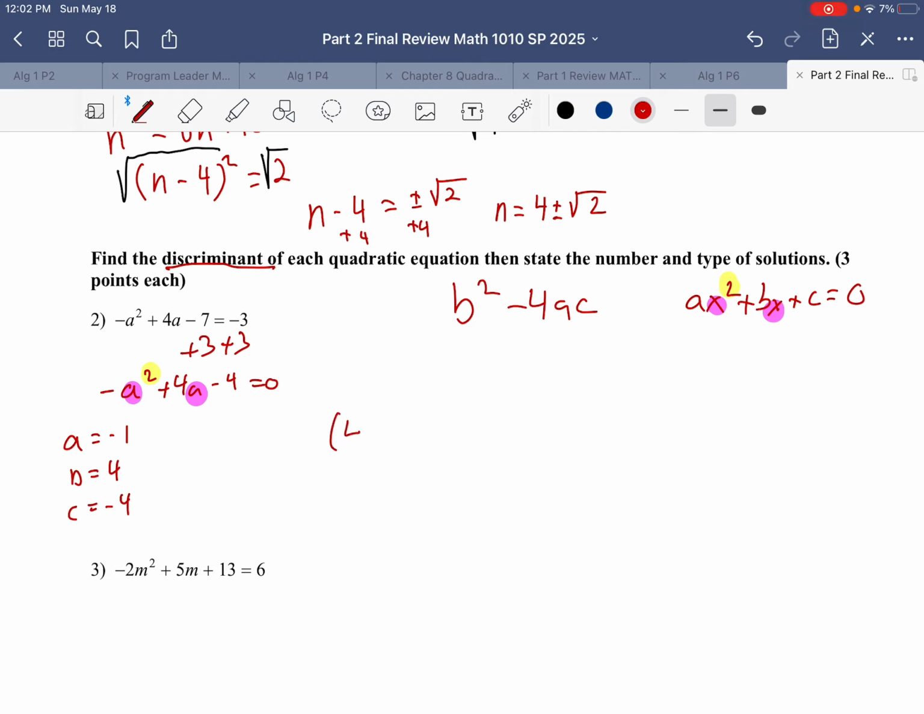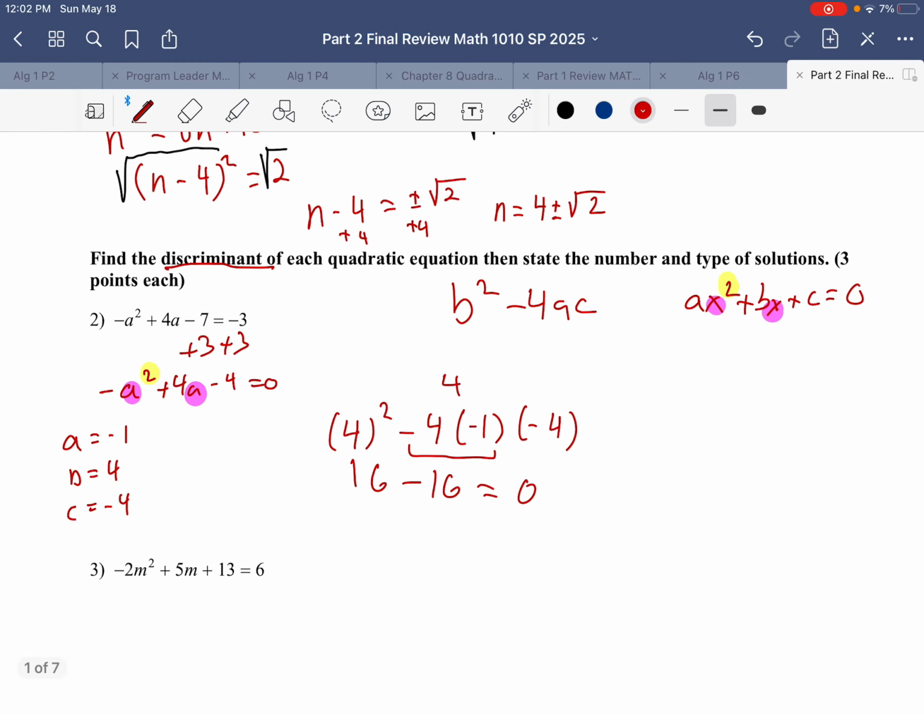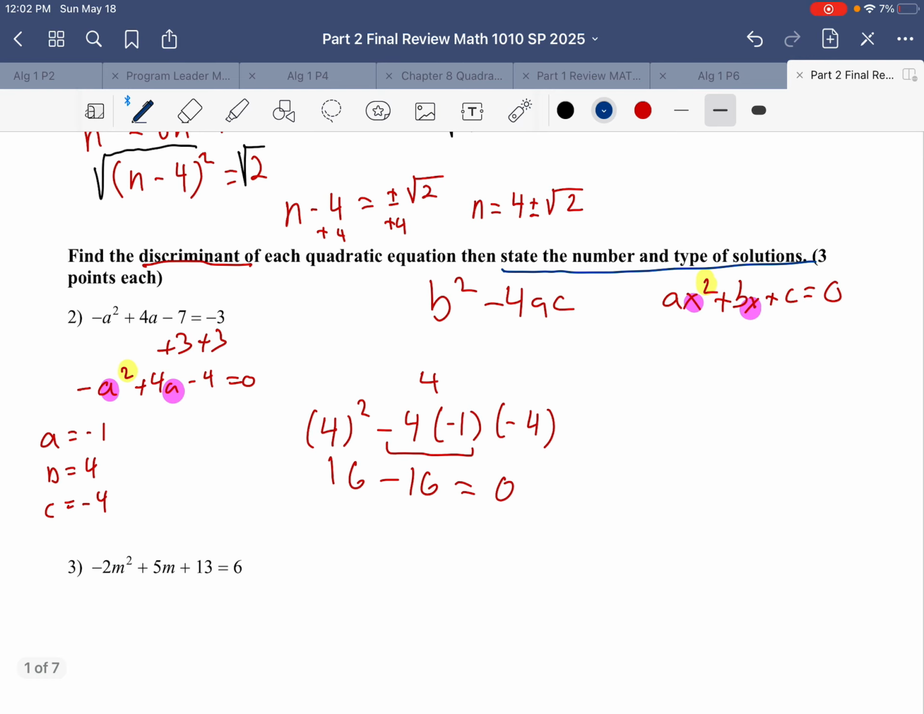So this is 4 squared minus 4 times negative 1 times negative 4. So 16. I think of these like a positive 4, and then times negative 4 is minus 16 to get 0. Now the next part is asking us to state the number and the type of solutions. So we didn't talk about complex numbers, so my options are 2 real solutions, 1 real solution, and then 0 real solutions. Because I get 0, there's only 1 real solution.